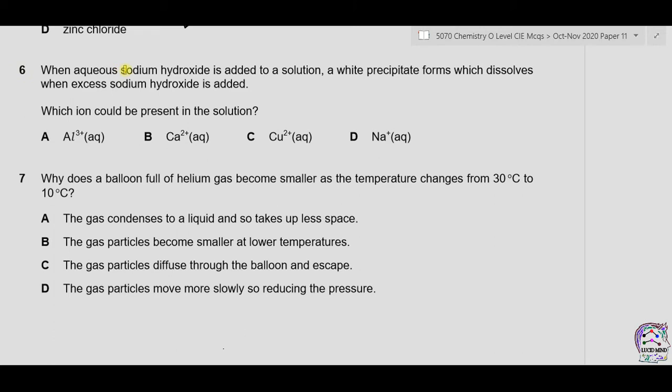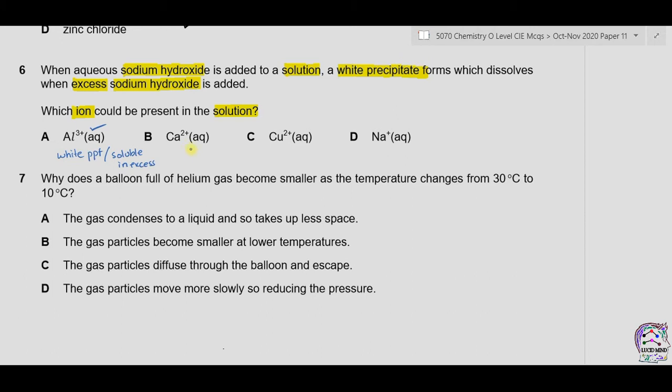Question number 6. When aqueous sodium hydroxide is added to a solution, a white precipitate forms which dissolves when excess sodium hydroxide is added. Which ion could be present in the solution? A is aluminum ion. Now aluminum ion does form white precipitate and it is also soluble in excess sodium hydroxide. So A could be correct.